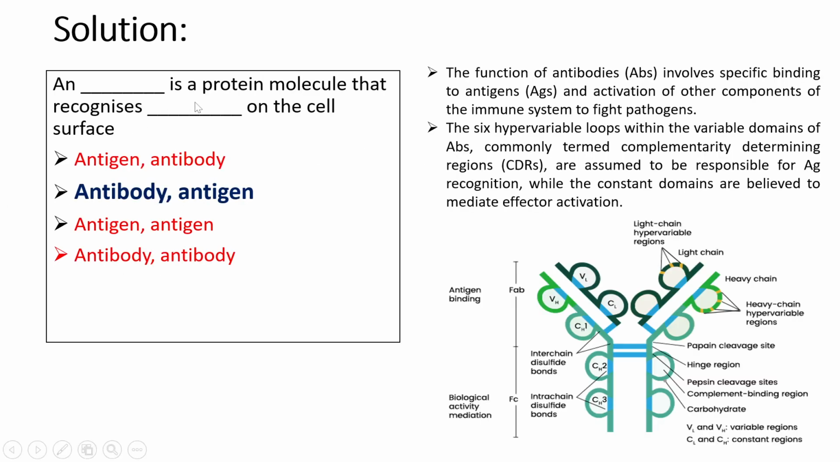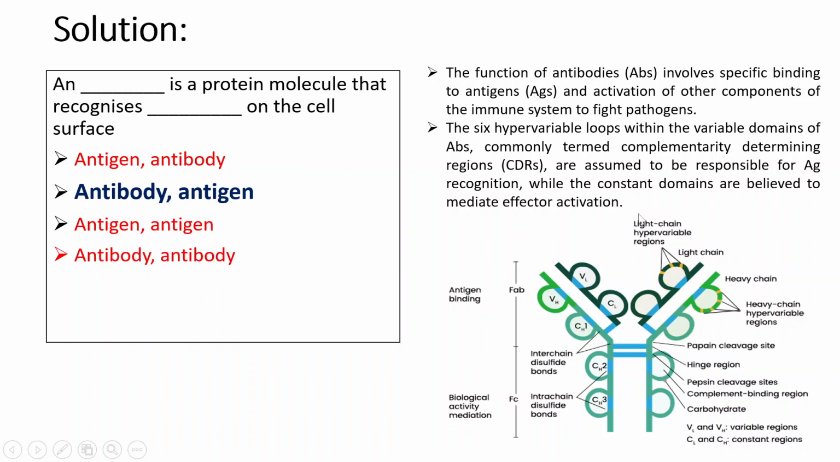So the answer is an antibody, that is option B, is a protein molecule that recognizes the antigen on the cell surface. So the function of the antibody involves specific binding to antigen and the activation of other components of the immune system to fight pathogen.